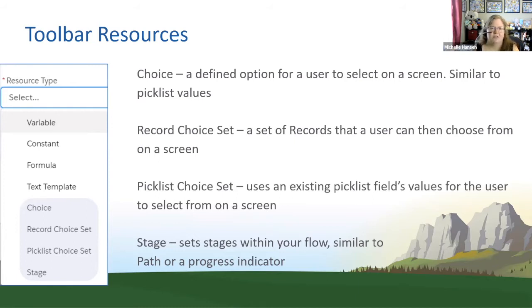If it's a multi-screen flow, sometimes it's helpful for you to be able to say, okay, you're on screen 1 of 4, you're on screen 3 of 4, and give them that progress indicator so they know how close to done they are. That's what you can do with this stage thing. Honestly, I have never gotten to use it.